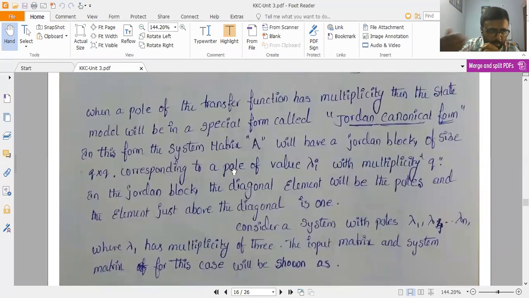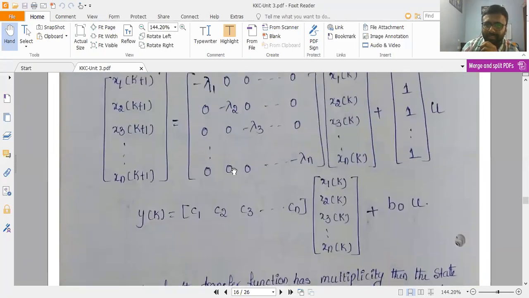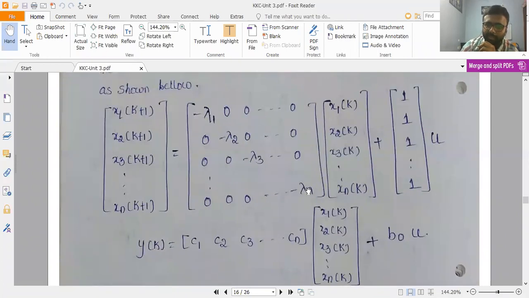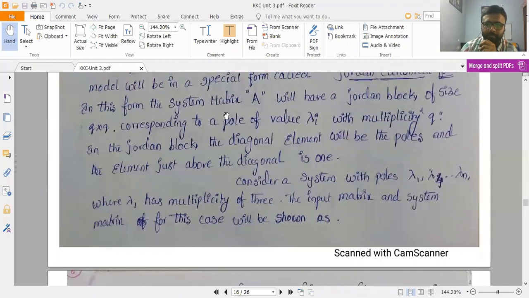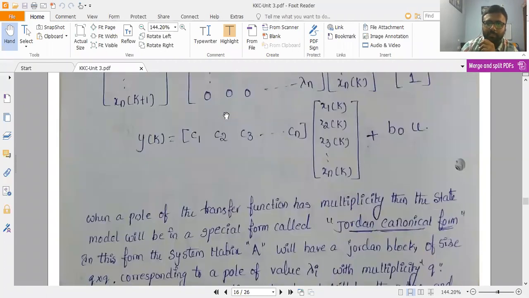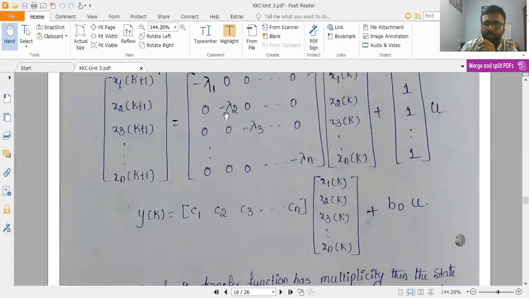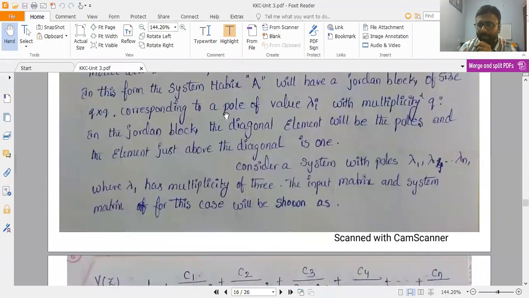So while solving problems, we are very familiar with that Jordan block. But we have to make sure that the diagonal elements must be there, and above the diagonal elements, a unit value is going to be presented. If the unit value is there, then that block is called the Jordan block. So for representation of this Jordan canonical form, we are going to take repeated poles.